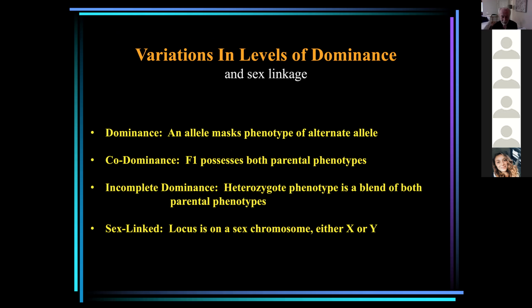So if you're looking to study uniparental traits, codominance violates what you're looking for. Something else that can happen is incomplete dominance, where the heterozygote, in other words, the F1, has a phenotype that is a blend of both of the parental phenotypes. And then there's the exceptional case if a gene is on one of the sex chromosomes that changes the inheritance pattern. And we'll talk about that.